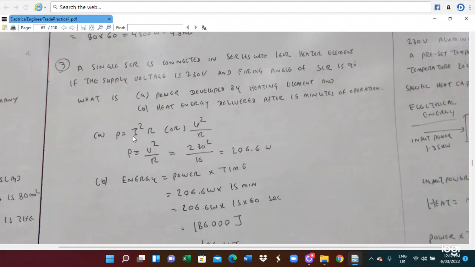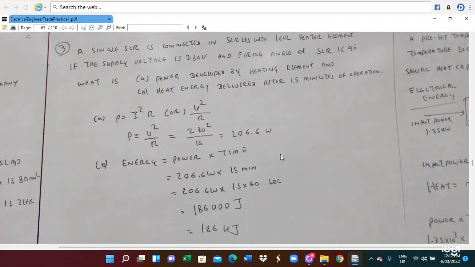So this means that we have to calculate the power. Power is I square multiplied by R or V square divided by R. I is current, R is resistance, V is voltage. So the power is equal to voltage squared divided by R. Voltage is 230 volt. Resistance is 16 ohm, 230 squared divided by 16, you get 206.6 watt.